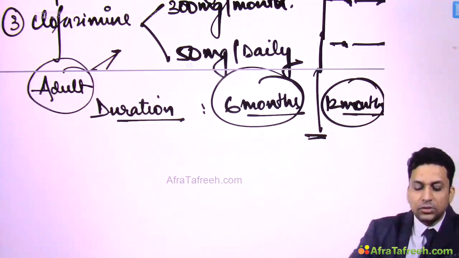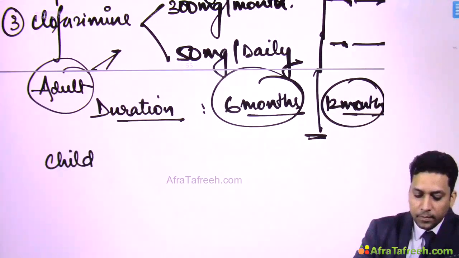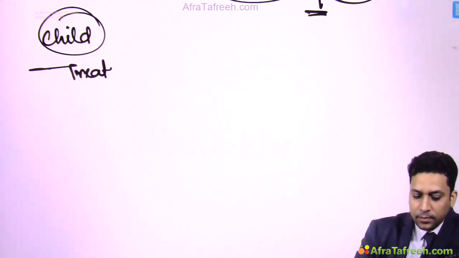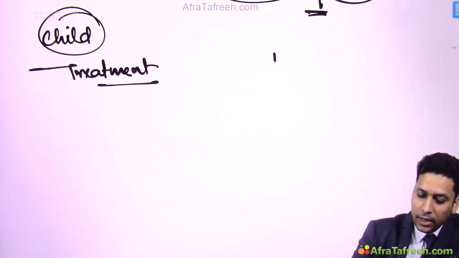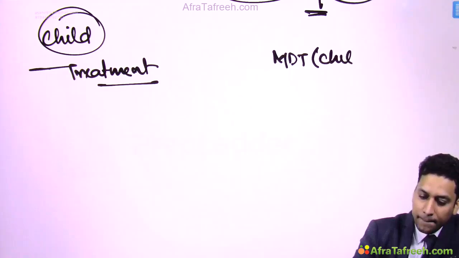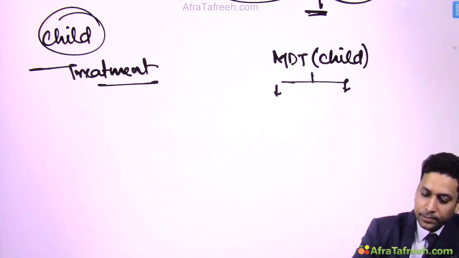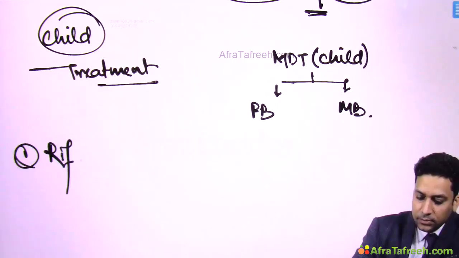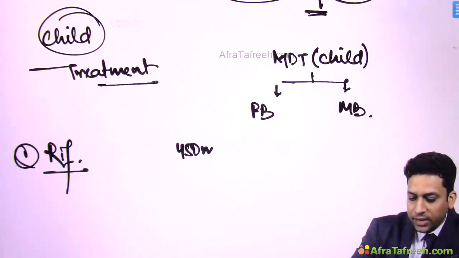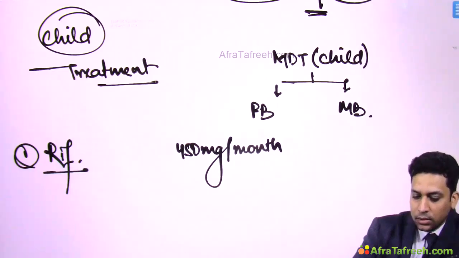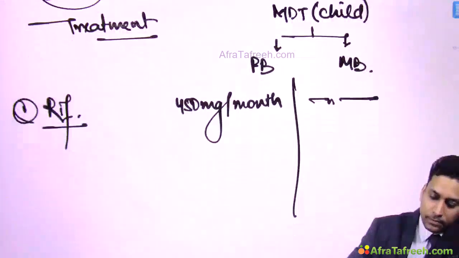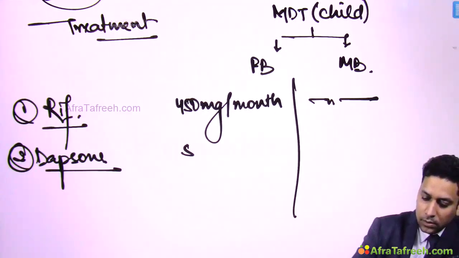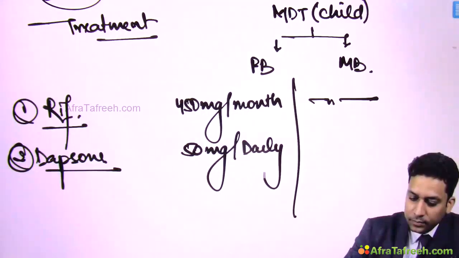So in adults we use these doses, but what about children? In children, if you are giving MDT to a child, again it can be of 2 types, PB and MB. The drugs are same, that is rifampicin. The dose is 450 mg once a month. Same in MB. Dapsone 50 mg daily. Same in MB.